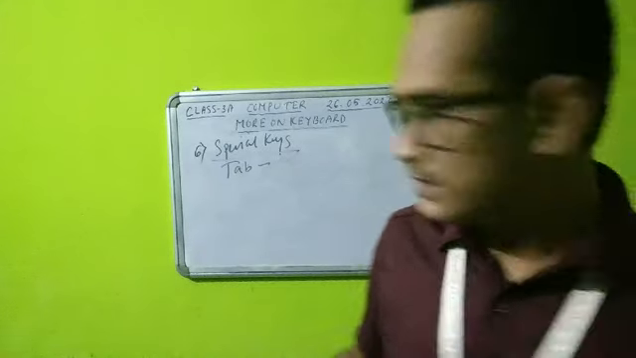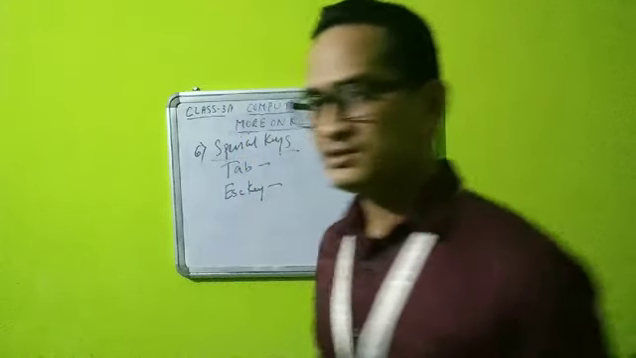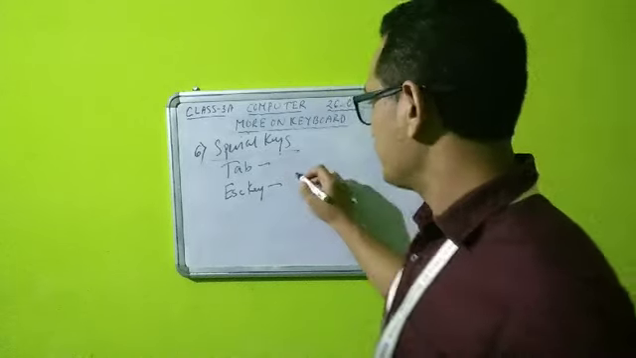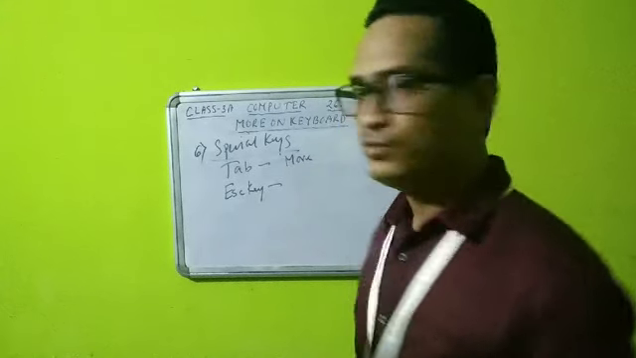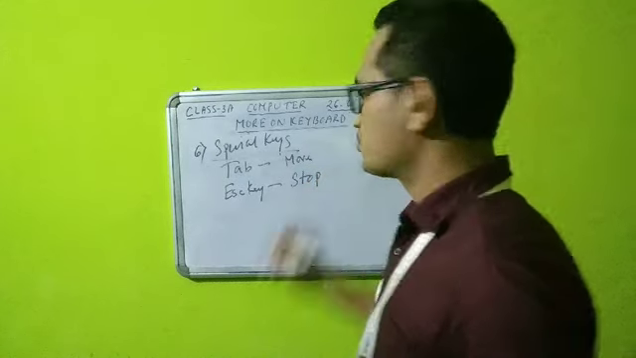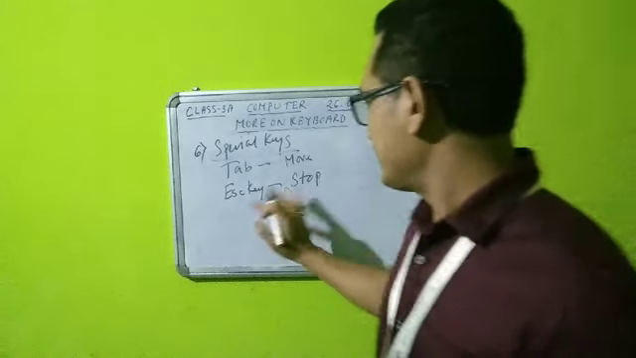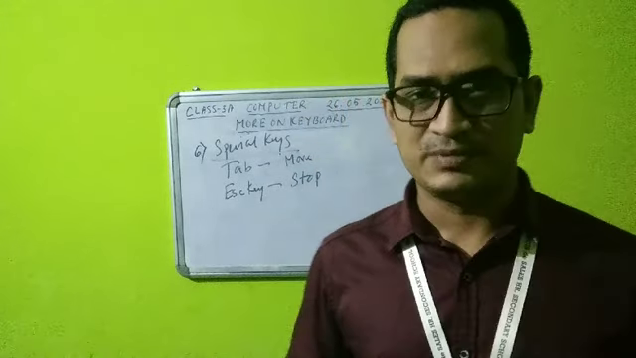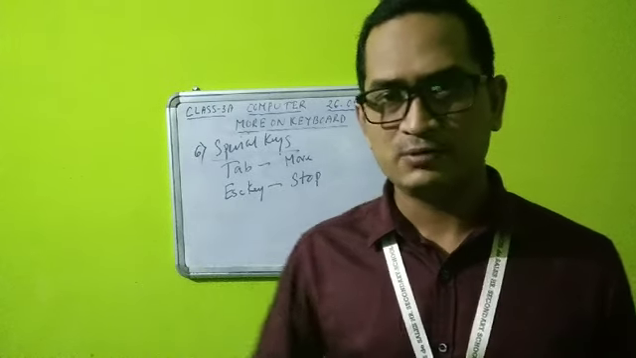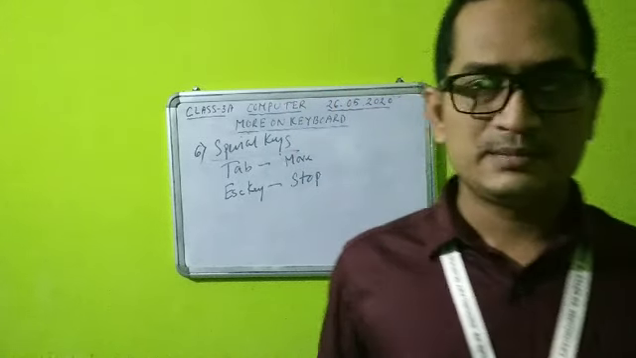The next one is ESC. ESC is a short form of escape. Now what will ESC do? Tab works as a move, but the ESC key works to stop. Stop means to cancel something or to stop any command. That will be done by the ESC key. It is written on the key already, ESC. If you press that one, whatever command is given will be stopped immediately. So that is the use of the ESC button.